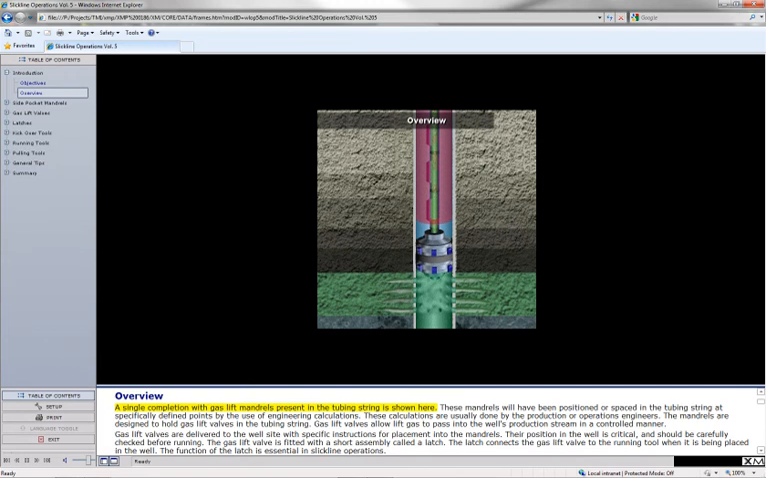A single completion with gas lift mandrels present in the tubing string is shown here. These mandrels will have been positioned or spaced in the tubing string at specifically defined points by the use of engineering calculations. These calculations are usually done by the production or operations engineers. The mandrels are designed to hold gas lift valves in the tubing string.